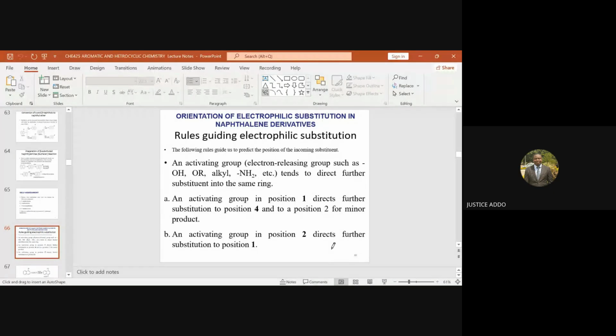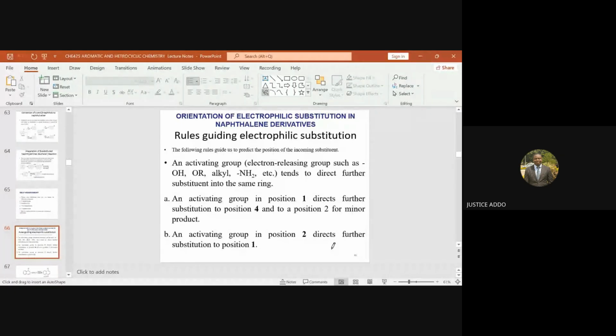Then the question is, if there's an activating group in position 2 instead of position 1, then you also expect that it will direct the incoming group to position 1. In this case it will not direct it to position 4, because position 4 to position 2 would have been on a different ring, the other ring. So when there's an activating group in position 2, automatically you are forming only one product, and that product will be when the incoming group goes to position 1.